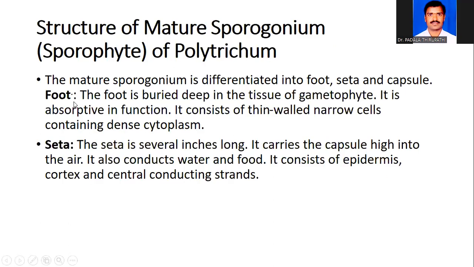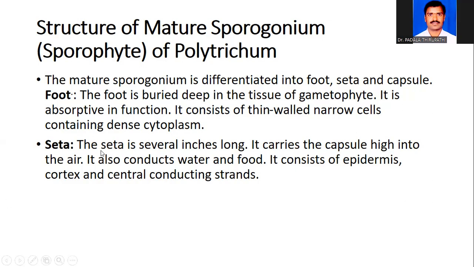The first part, the basal part of the sporophyte, is considered to be the foot region. This foot is deeply buried in the tissue of the gametophyte. So we can't see the foot region here as it is embedded in the gametophytic tissue. It is helpful for absorptive function, that means it will absorb the moisture from the gametophyte and help in the supply.